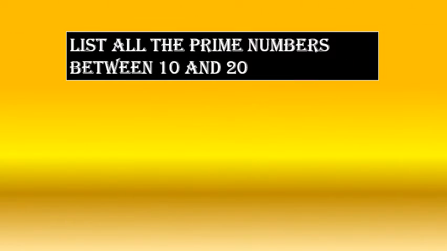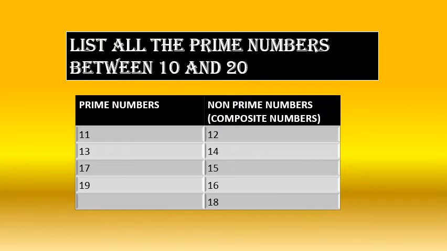Now list all the prime numbers between 10 and 20. Now again you need to think in the same manner. The numbers between 10 and 20 are 11, 12, 13, 14 and so on till 19. Now we will think about these numbers one by one, and you will come to this conclusion that 11, 13, 17 and 19, these 4 numbers come only in their own table, so they are prime numbers, and 12, 14, 15, 16 and 18 come in the tables of other numbers also, so they are non-prime, or we can say composite numbers.